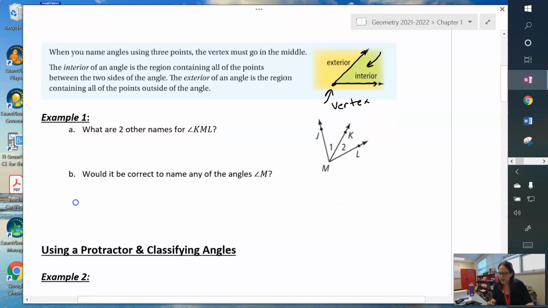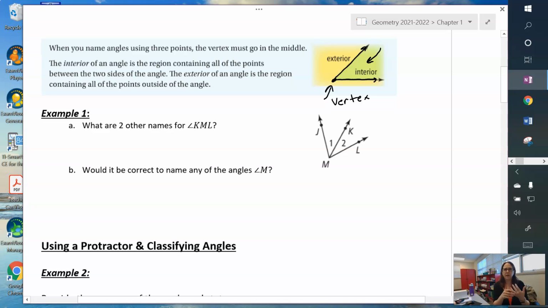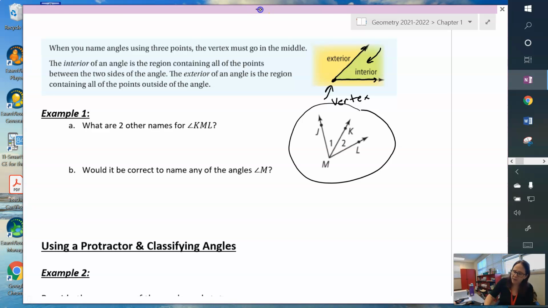Now we name an angle in several ways. We can name it with 3 letters. We can name it with a number if that's given. And sometimes we can name it just by the vertex. It's going to depend on the situation. So take a look at these angles here. I can give 2 other names for angle KML, and I'm going to go ahead and highlight KML so we can see that.